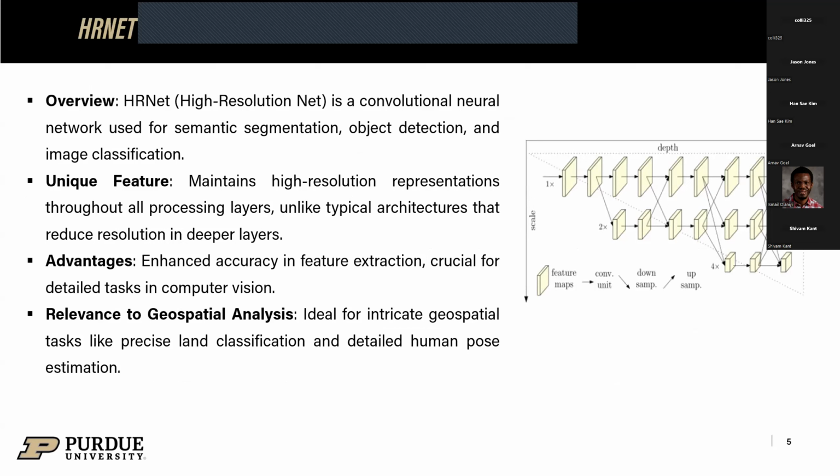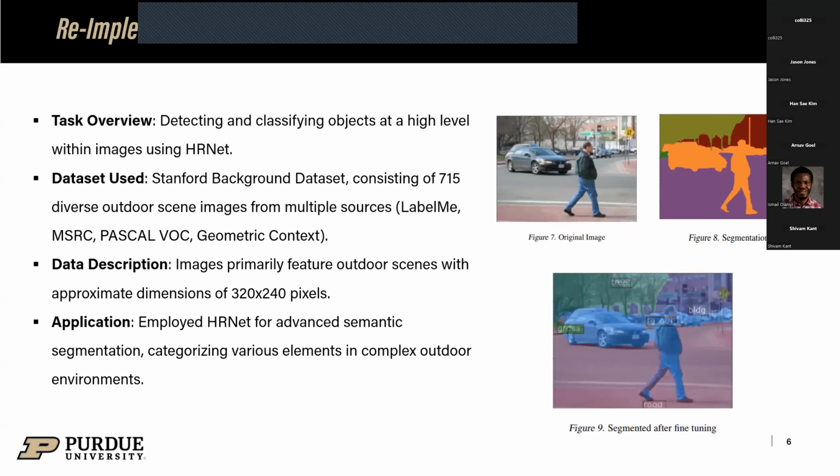It stands out in computer vision for its unique capability to maintain high resolution across all layers, enhancing accuracy in feature extraction. This is particularly beneficial for integrated tasks in geospatial analysis like detailed land classification and precise human pose estimation. Our first implementation involves semantic segmentation using Stanford Background datasets.